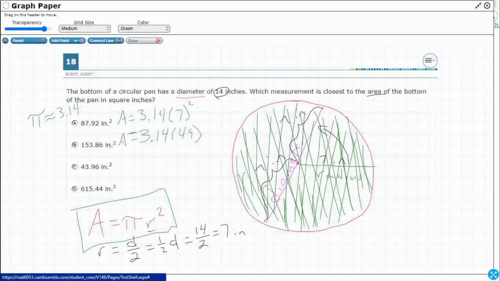So there we go. I need to do my 3.14 times 49, and I've got it. So that's 36, that's 9, that's 12, 27, 28, 16, that's 5, that's 12. Let's add that up. 6, 8, 153.86. My answer is B.